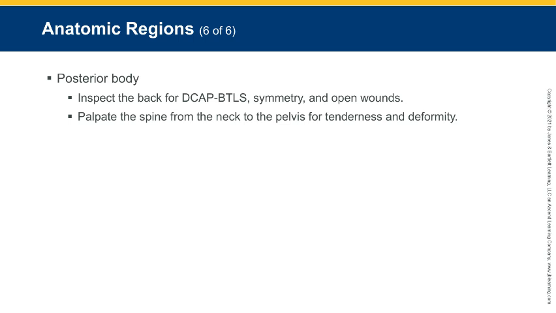To examine the posterior body, carefully log roll the patient while maintaining spinal precautions. Look for spinal tenderness or deformities, penetrating injuries or bruising, exit wounds if the patient has gunshot trauma. Always check the spine for step-offs or tenderness, which could indicate a vertebral injury.